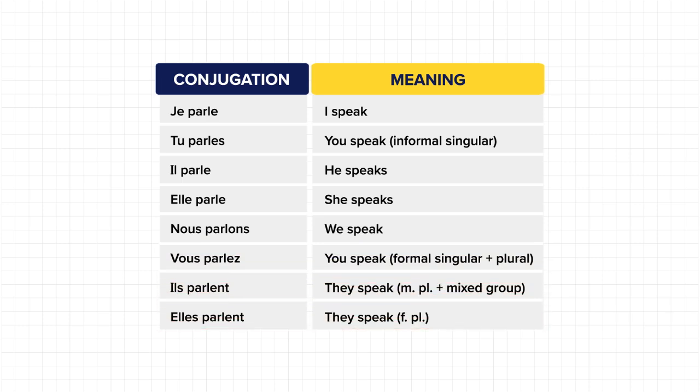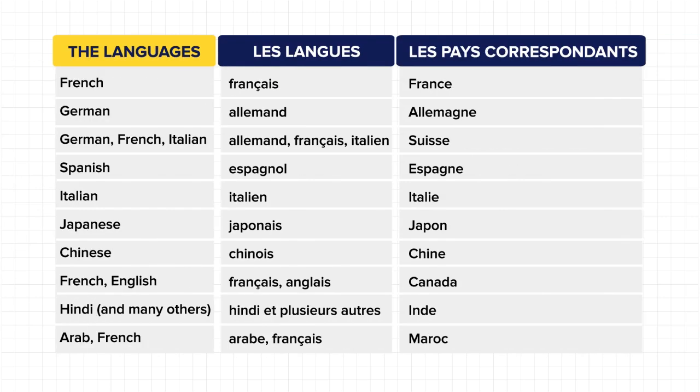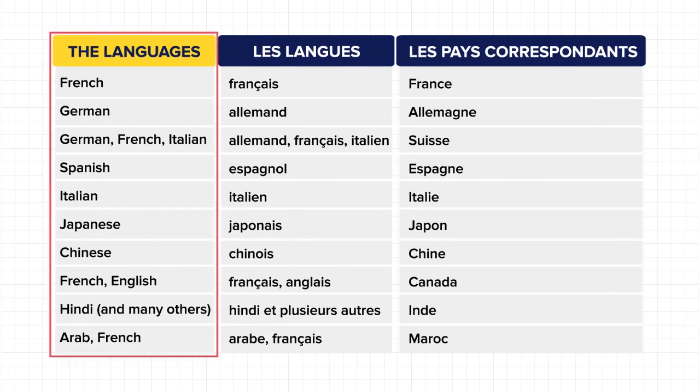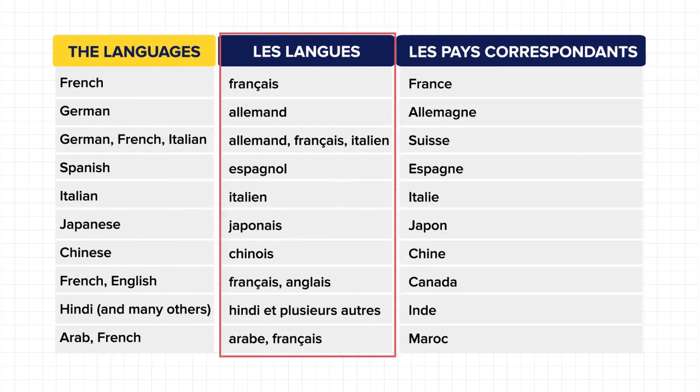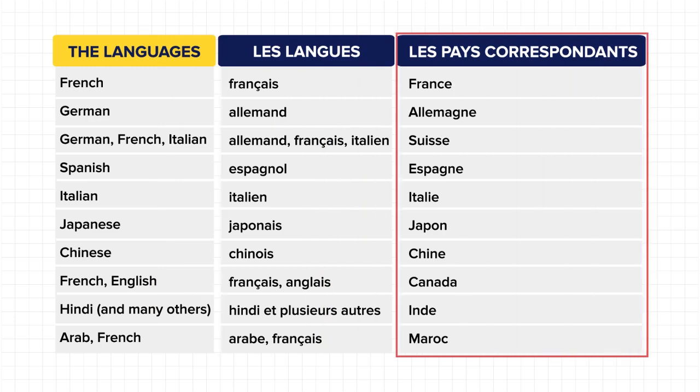Now, you already know how to say I speak, but you would also need to know what various languages are called in French. In the table here, you can see that the first column lists languages in English. In the second column, we can see what those languages would be called in French. And in the third column, you see the countries in which these languages are spoken.